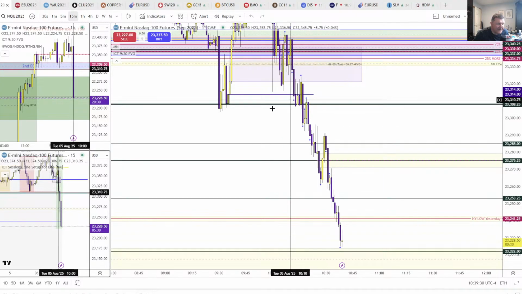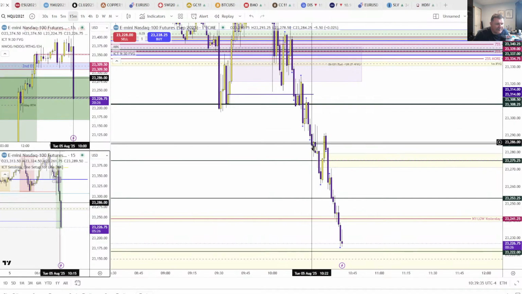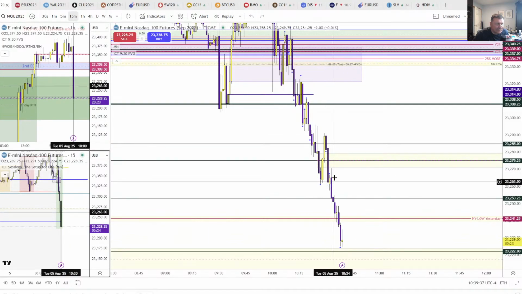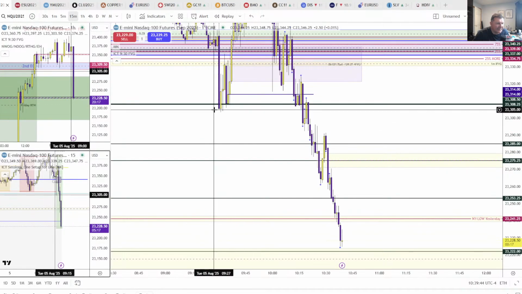Wait for a fair value gap to form below. As soon as it takes out that low, wait for your first fair value gap to form. Trade through it, come back to it. Yeah, you see, you wouldn't have been able to get in on that one either. But anyway, that's what I was looking at there.